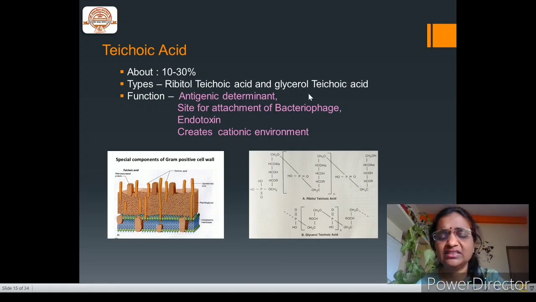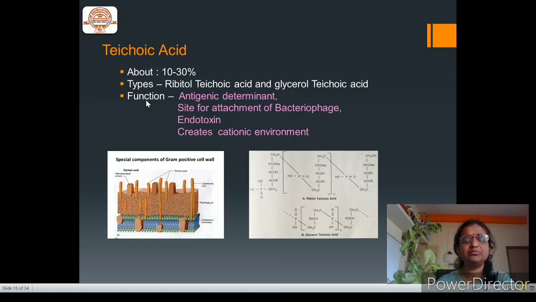And the last one is the glycerol. In case of glycerol teichoic acid, a number of glycerol molecules are arranged side by side and linked by 1,3 phosphodiester linkage to form the glycerol teichoic acid. Now though the percentage of teichoic acid is very less, about 20-30% only, it performs different functions.